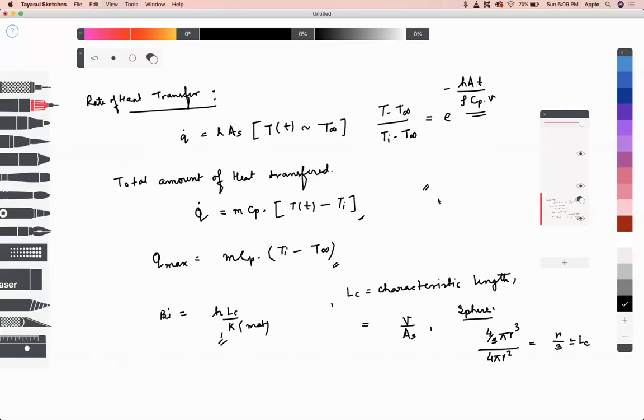So this is about lump system analysis. Let's stop here and we will start the session again with respect to infinite solids and semi-infinite solids.